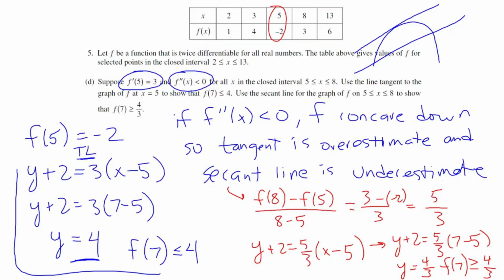And they gave you 4 points there for this problem. They gave you 1 for the tangent line equation, 1 for showing that f of 7 must be less than or equal to 4, 1 for the secant line equation, which was right here, and 1 for showing that f of 7 must be greater than or equal to 4/3. And you had to have this little explanation that since it's concave down, the tangent line's an overestimate and the secant line is an underestimate. And that's it. That's the end of this function FRQ, which is question number 5 from the 2009 AP Calculus AB exam.